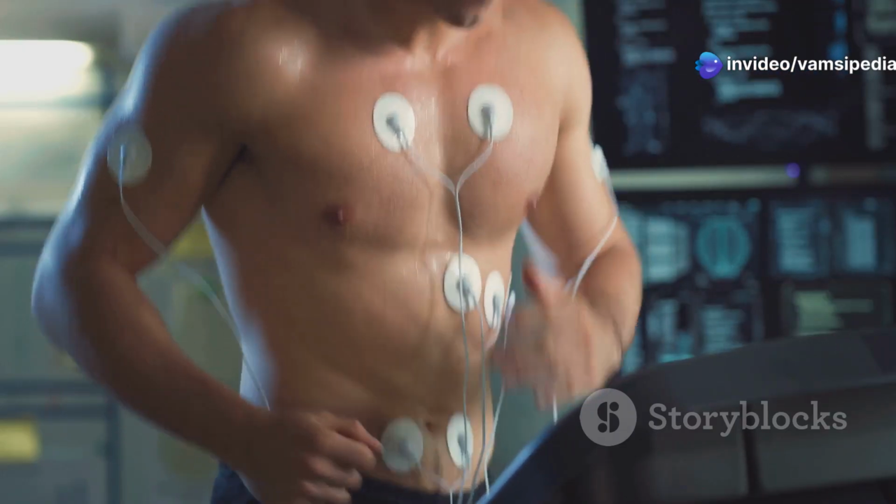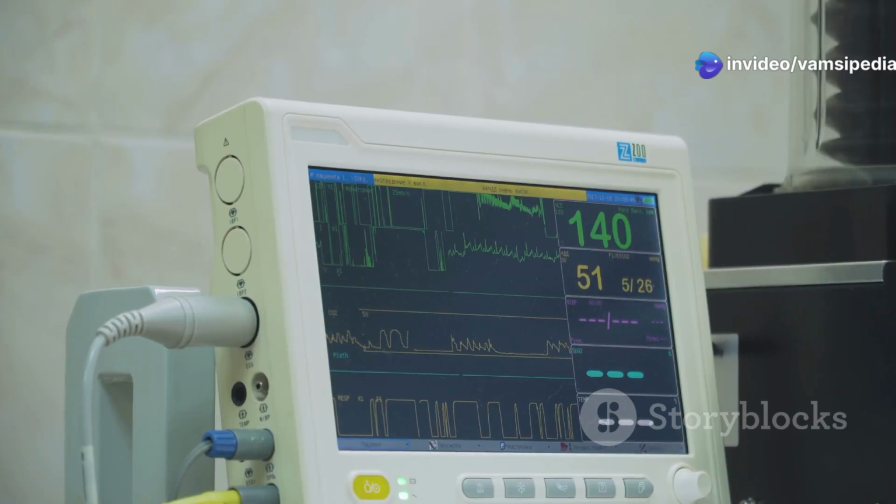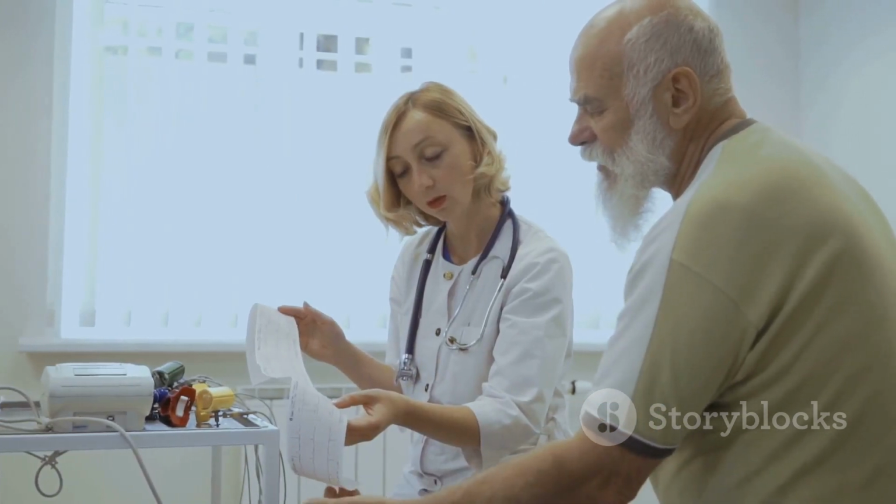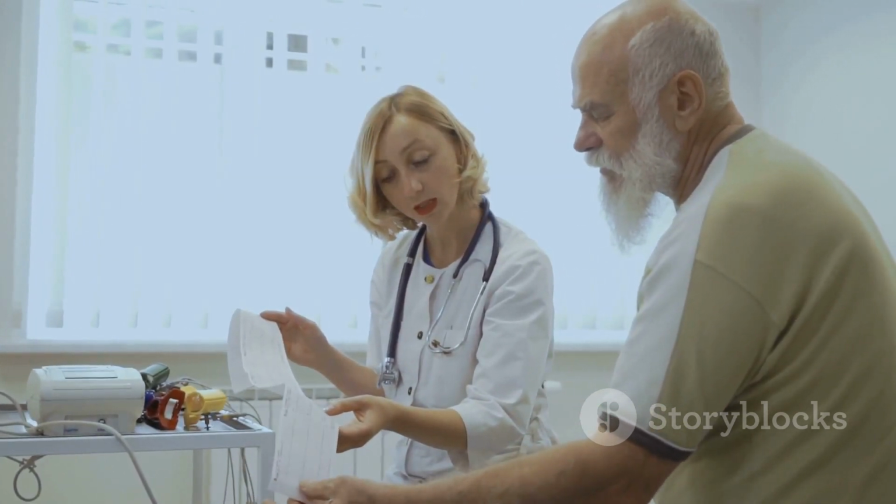ECG changes during CPET are critical. Look for arrhythmias, ST segment changes, or conduction abnormalities. These findings can be indicative of ischemic heart disease or other cardiac pathologies.